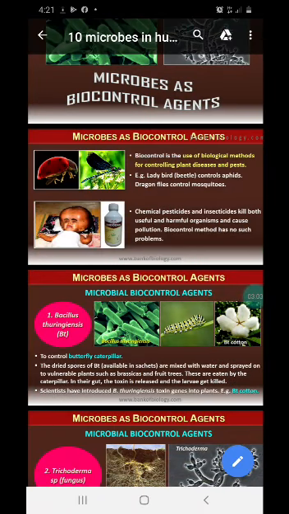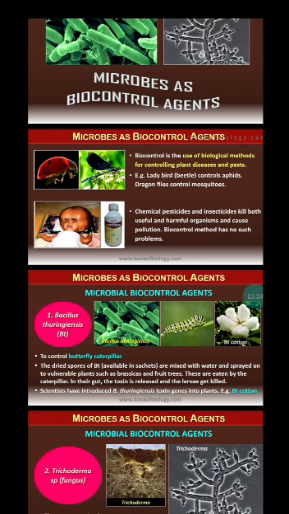Next we'll see how microbes are used as biocontrol agents. Now, what do you mean by biocontrol agents, children? You know, our plants get affected by various kinds of pests. They get diseases also. Plus, they get attacked by various kinds of insects. They are larvae. Yes or no? Many kinds of insects attack different kinds of plants.